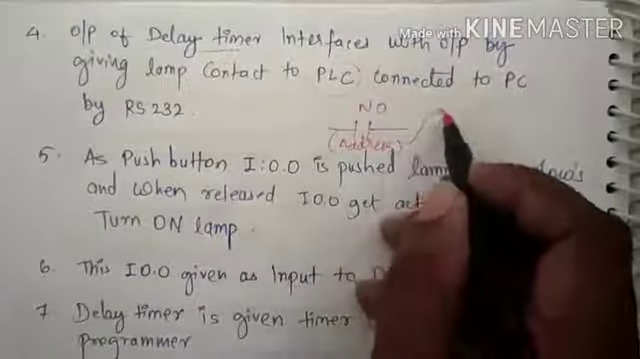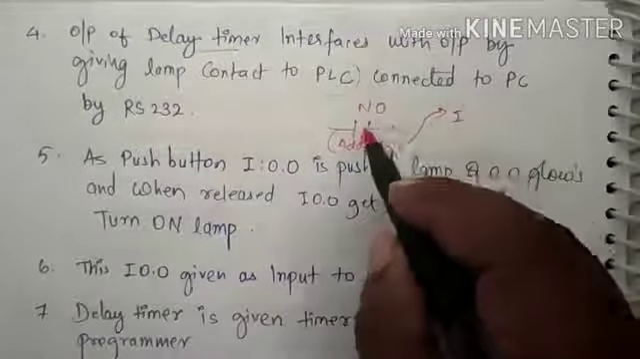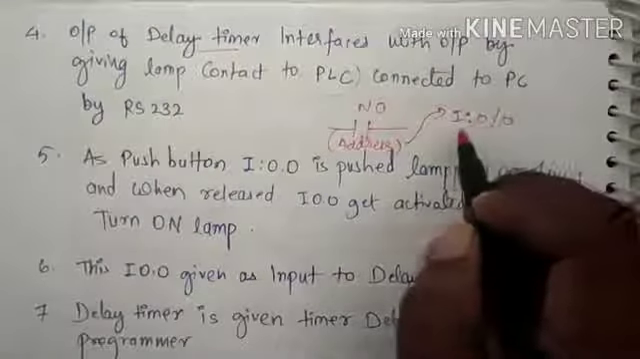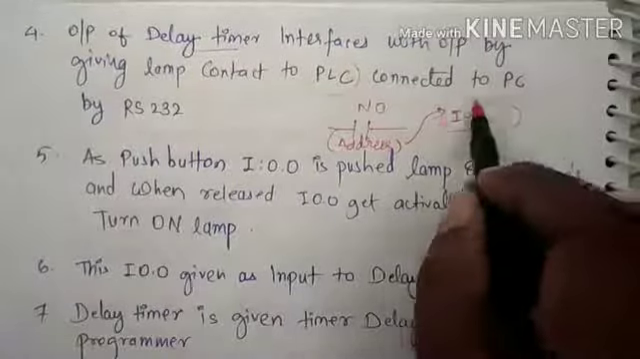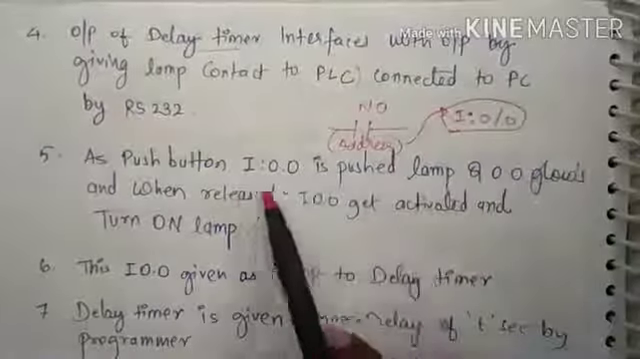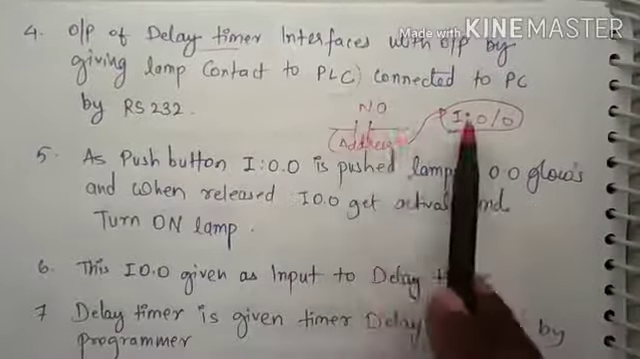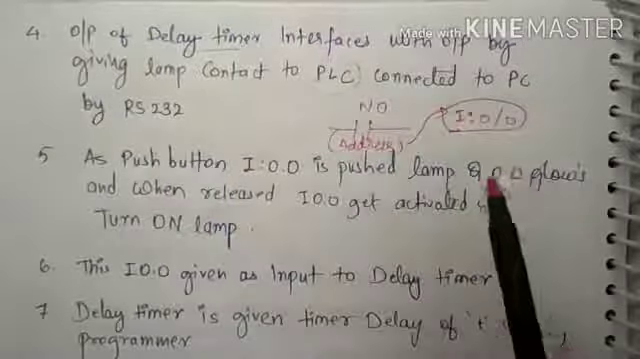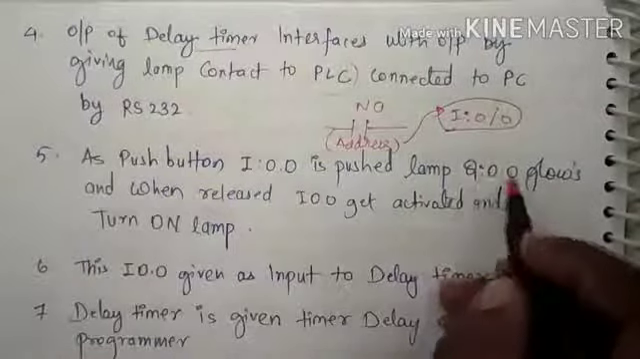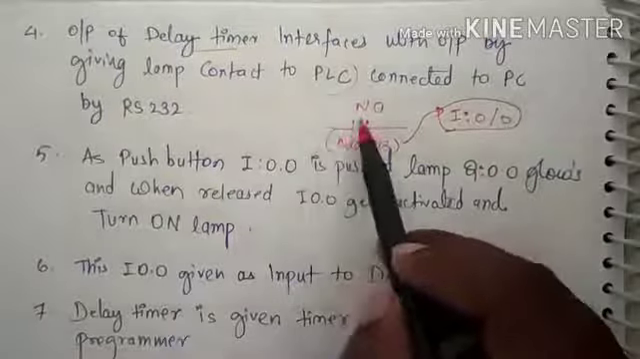So for that address I'll denote input. Okay, right, it is input I:0/0. So if it is written like this, then it is the address of this switch, or the address of this push button. When this push button is pressed at this address, then the lamp at Q:0/0 will glow.